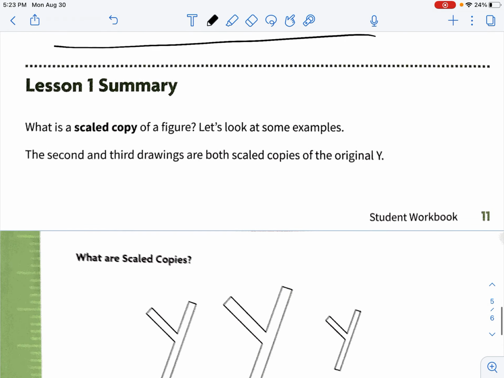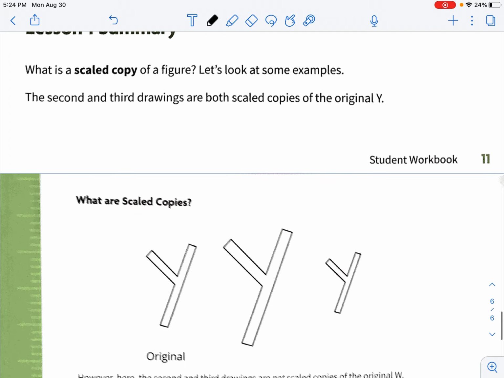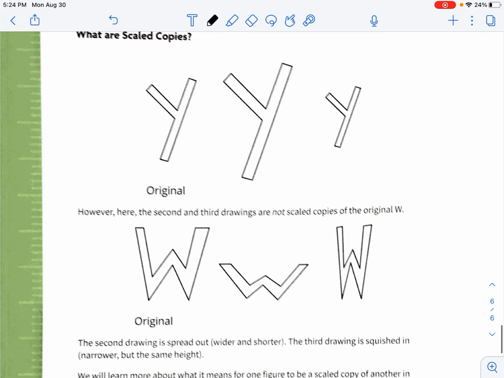Okay, so just this lesson summary, the scale copy, it's two figures that have the same shape, but maybe not necessarily the same size. Okay, that's just a brief description of it. All right, looking at these ones, you'll notice that all of these are scale copies of each other because they all increase by the same amount, both up vertically and horizontally.